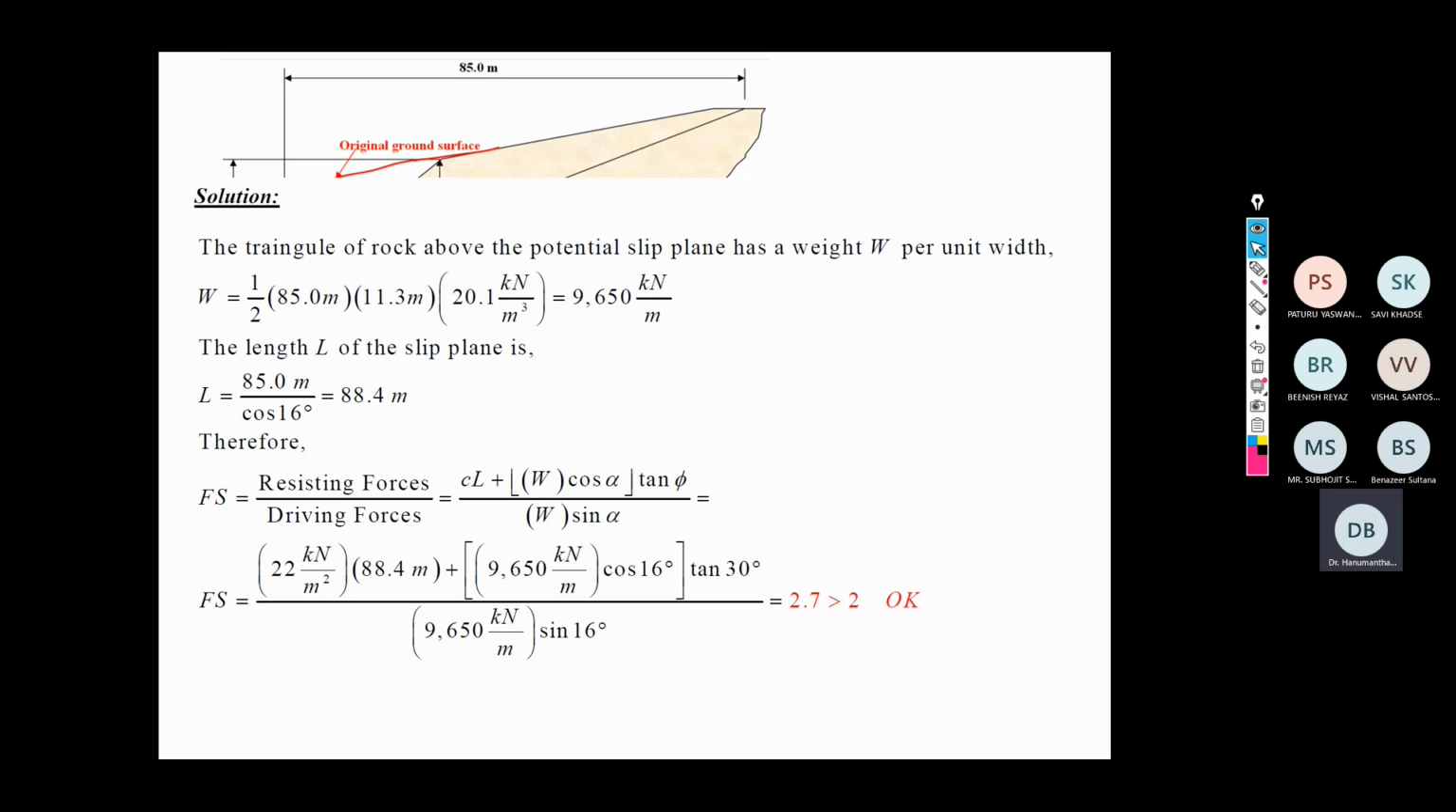If anybody has any question, please raise it right now. I believe it is clear to everyone how to calculate the factor of safety based on the weight calculations of a slope.